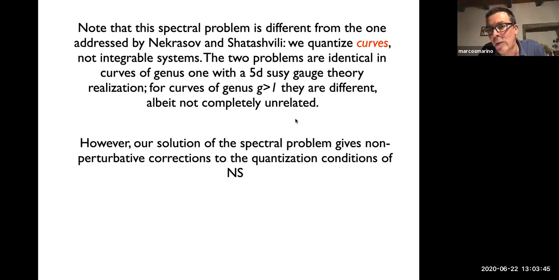Now, in genus one, both problems are identical. Quantizing the spectral curve and quantizing the integrable system is the same, because essentially the curve coincides with the Hamiltonian itself. But in higher genus, these problems are different. They are completely unrelated, but they are different. Basically, you cannot really solve the problem we are setting here, the quantization of the curve, just by using the Nekrasov-Shatashvili quantization conditions, at least not in an obvious way. Now, the second comment is that even in genus one, our solution of the spectral problem does not fully agree with the Nekrasov-Shatashvili prescription for five-dimensional theories.